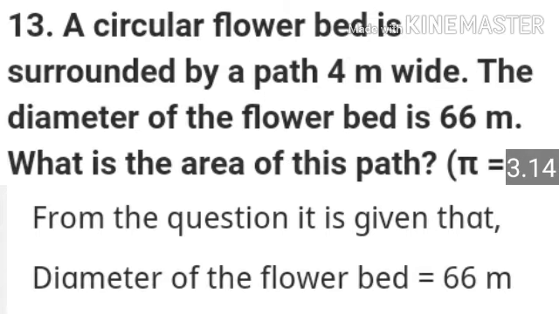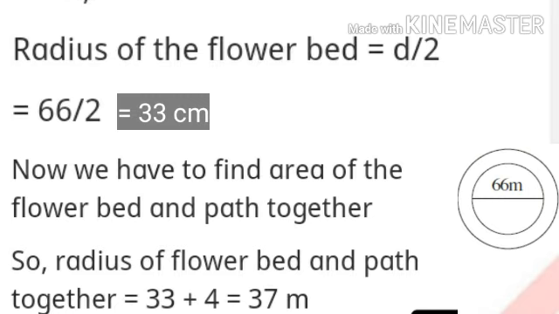From the question, it is given that diameter of the flower bed is equal to 66 meter. So we have to find the radius of flower bed. Radius of flower bed is equal to d by 2. So 66 upon 2 is equal to 33 meter. Now we have to find area of the flower bed and path together. So radius of flower bed and path together is equal to 33 plus 4 is equal to 37 meter.